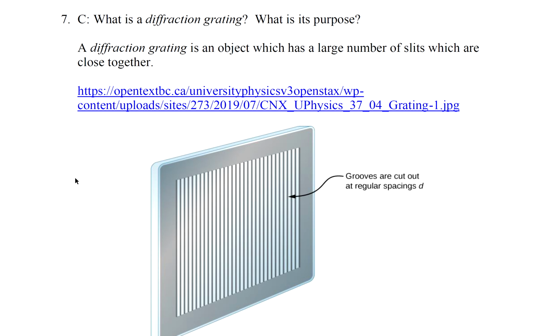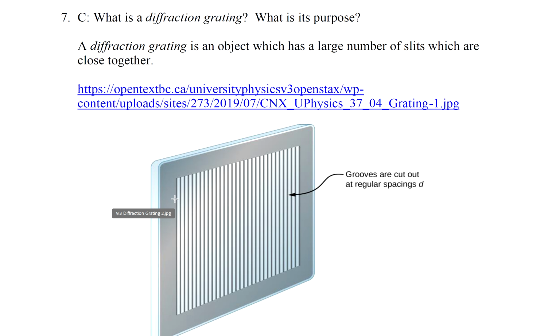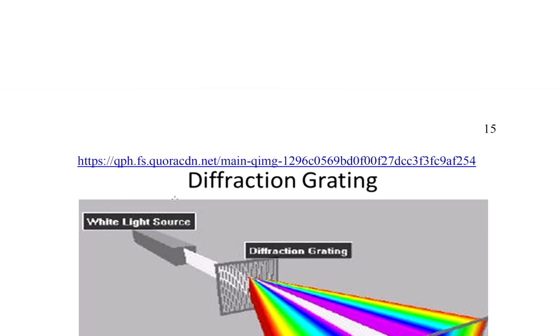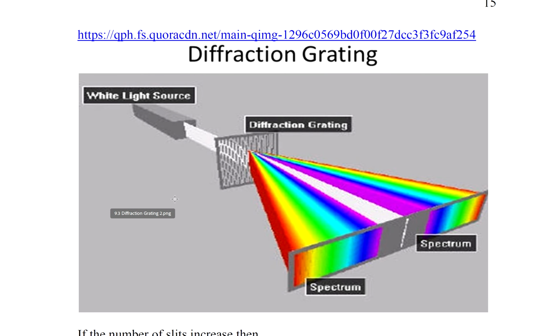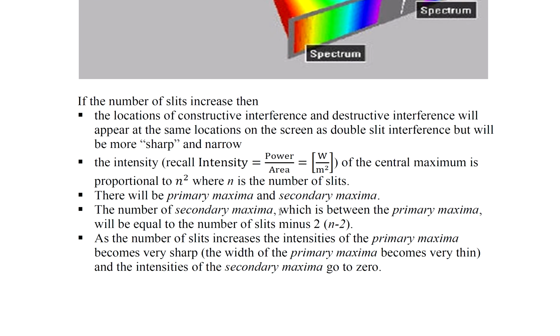Question 7. What is a diffraction grating? What is its purpose? A diffraction grating is an object which has a large number of slits which are close together. Its purpose is to show us diffraction patterns. So if we have a white light source come in, then we get Roy G. Biv. You see in the middle we get white, then we get destructive interference, and then we get Roy G. Biv. So if the number of slits increase, then we get this.